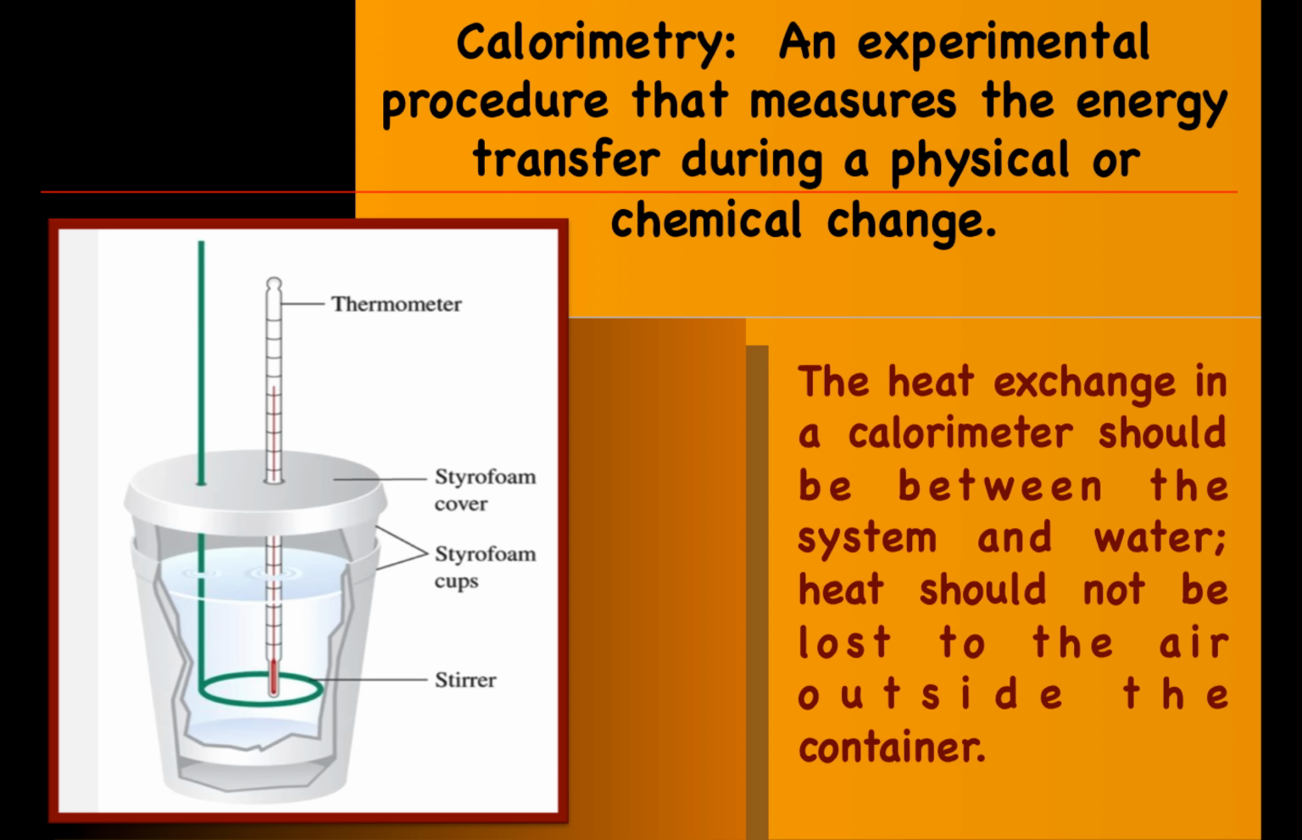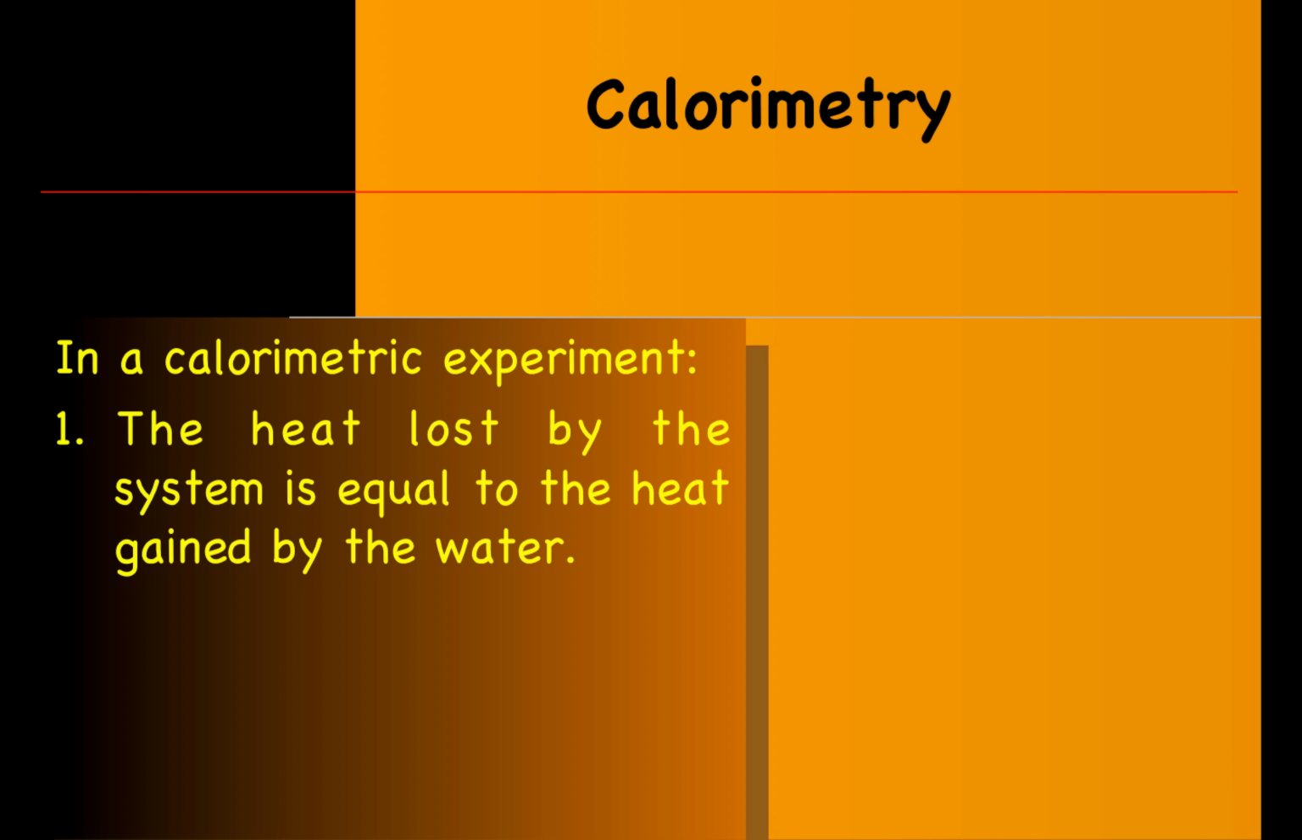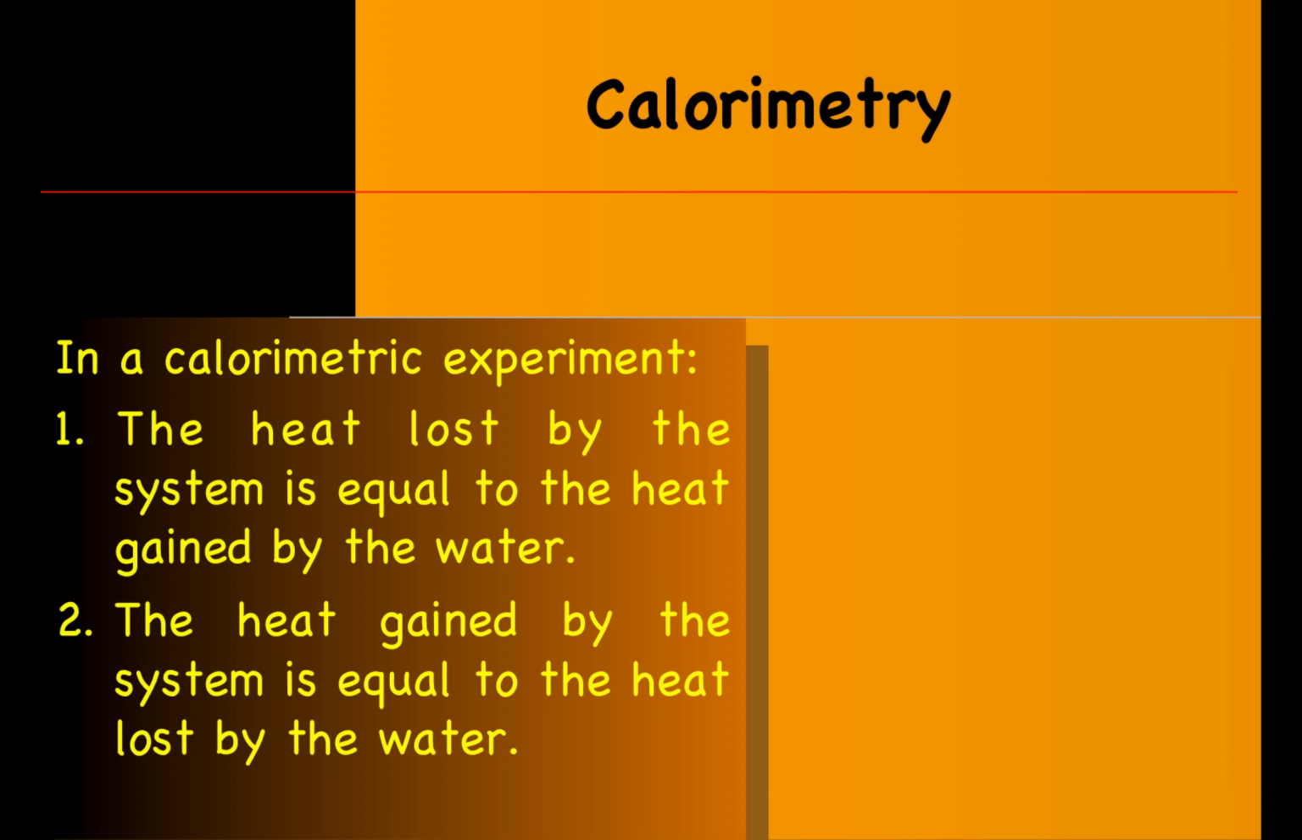The heat exchange in a calorimeter should be between the system and water only. Heat should not be lost to the air outside the container. That's why we use a styrofoam cup in our class, because styrofoam is a good insulator. In a calorimetric experiment, the heat lost by the system is equal to the heat gained by the water, and the heat gained by the system is equal to the heat lost by the water.